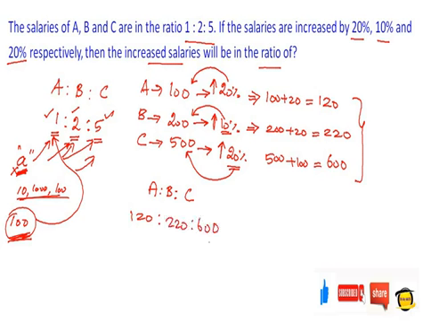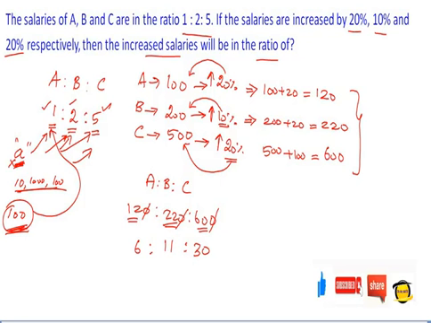Now we can simplify. The zeros can be cut off. We can reduce all the three terms by 2. So this should become 6, this should become 11 and this should become 30. The new ratio between the salaries of A, B and C after their increase in salary is 6:11:30, right? And also we have understood that we can use any number as a common multiplication factor, right?